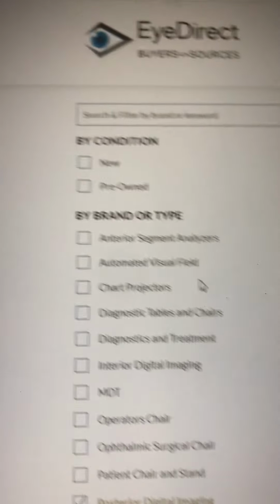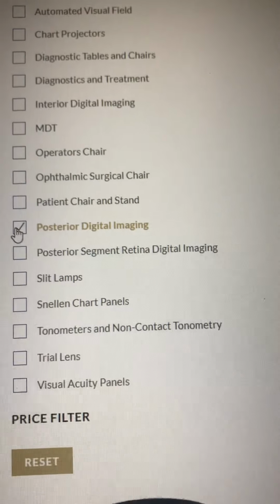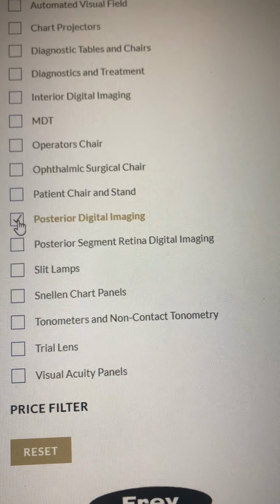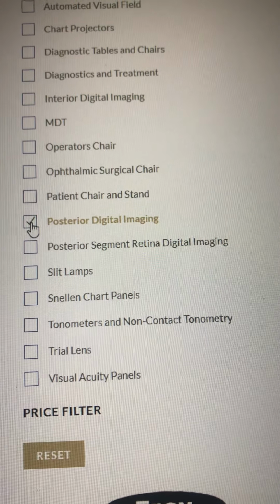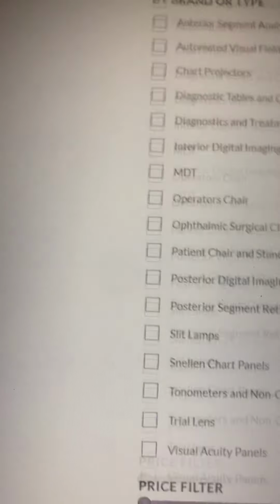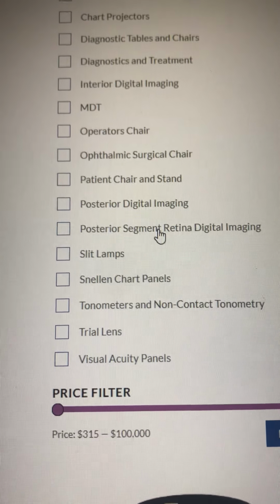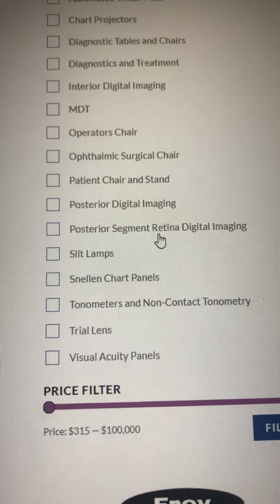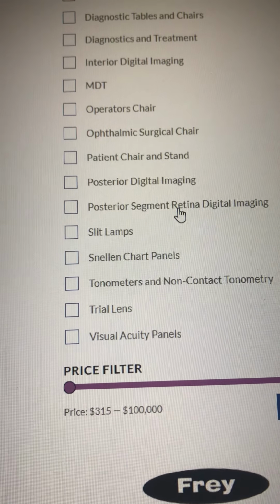Posterior digital imaging. I'm assuming we're talking about, I don't even know what we're talking about there. I guess we're talking about like retina cameras. Why don't we just say that? Why don't we just say retinal imaging? Posterior digital imaging, that's not kitchen English. I don't even think ophthalmologists say that. Posterior segment retina digital imaging. Again, aren't we talking about the same thing?